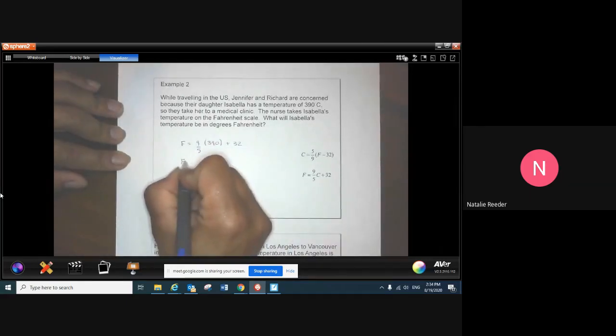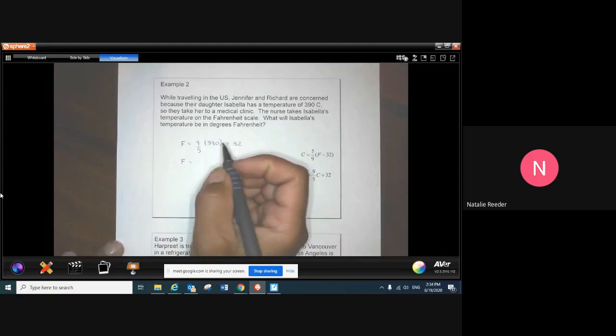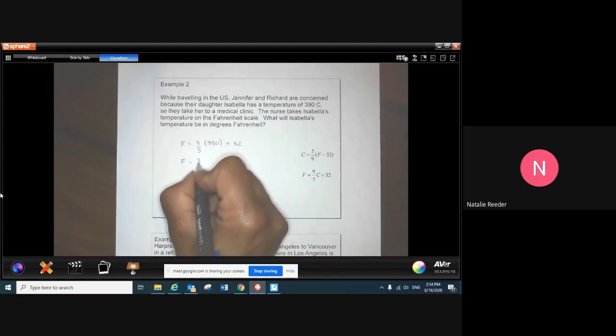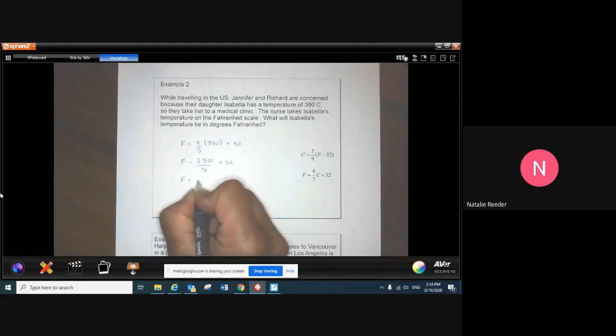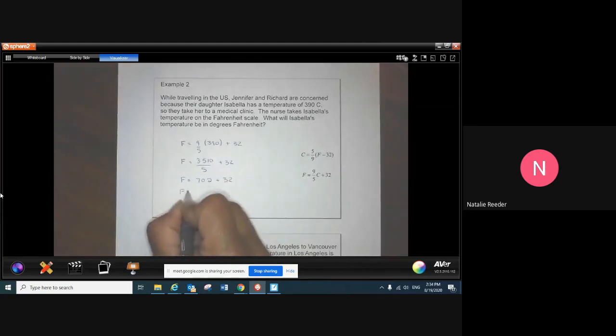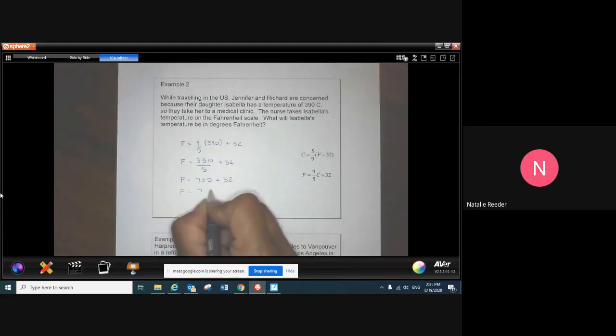So following our steps, we do 9 times 390 to start, which gives me 3,510. Then we divide by 5. And then you add them together. So it gives me a temperature of 734 degrees Fahrenheit.